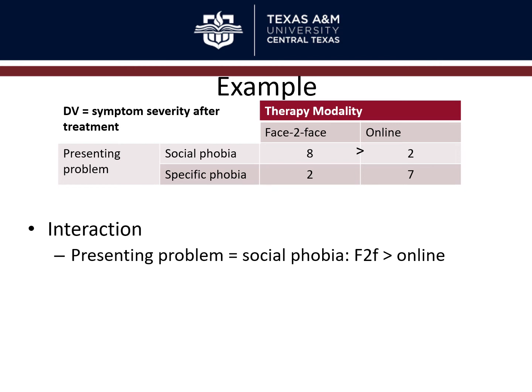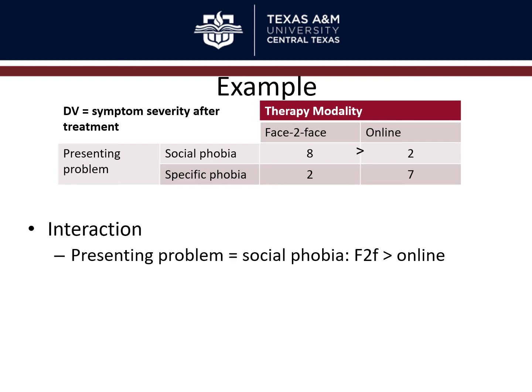So I'm going to say, let's start with presenting problem. If the presenting problem was social phobia, right? So I'm locking into one level of one factor, and now I'm going to interpret the simple main effects for that level of that factor. So when presenting problem is social phobia, what was the effect of modality on symptom severity?